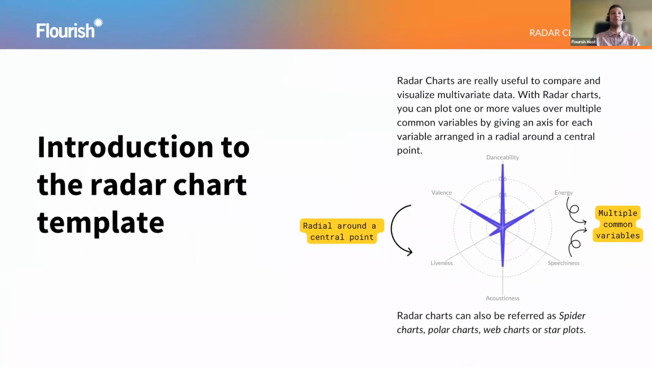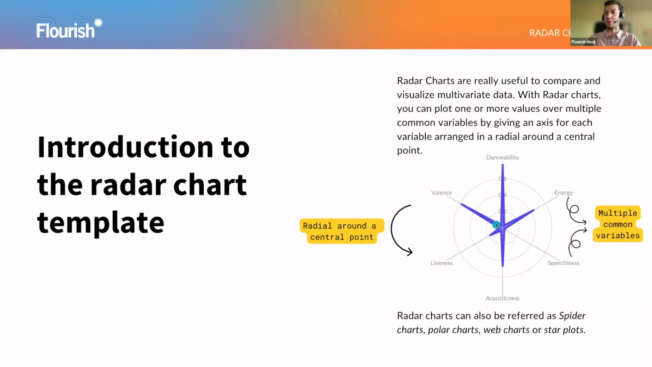So radar charts, what are these? You have noticed that they look kind of like radars, like the kind that you might see in a film, but they're also really useful for comparing and visualizing data that have multiple variables. With a radar chart, you can plot one or more values over multiple common variables, which is not very easy to do in general, by giving an axis to each variable, arranged in a radial around a central point. You can encounter radar charts by different names, such as spider charts, polar charts, web charts, or star plots sometimes.